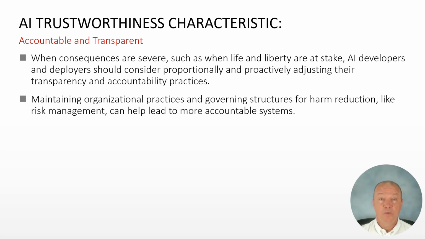And when consequences are severe, such as when life and liberty are at stake, AI developers and deployers should consider proportionately and proactively adjusting their transparency and accounting practices. Maintaining organizational practices and governing structures for harm reduction, like risk management, can help lead to more accountable systems.